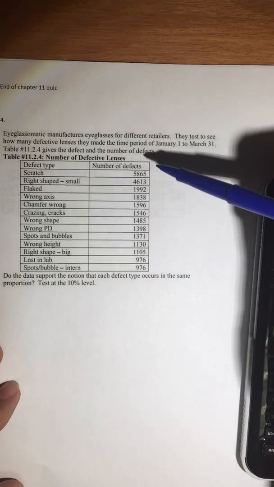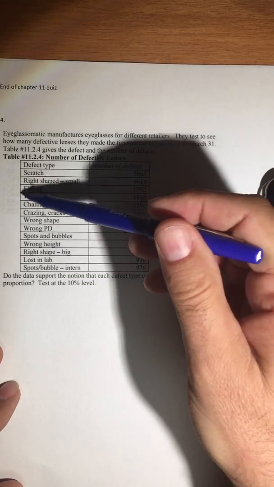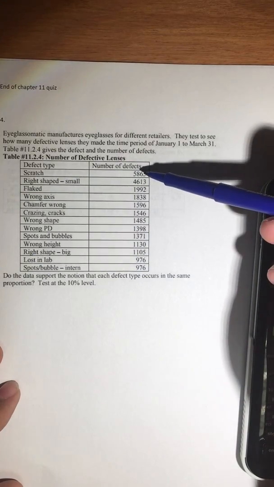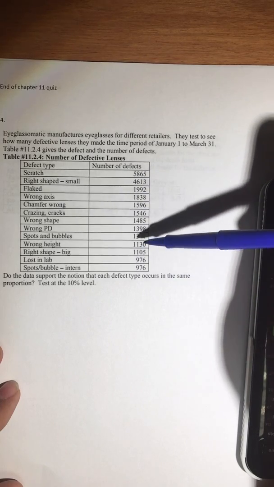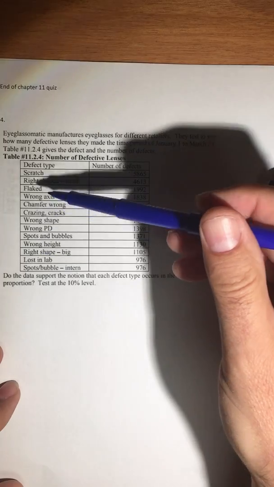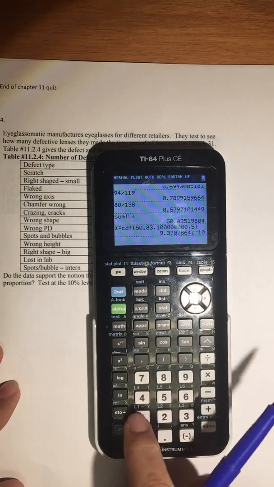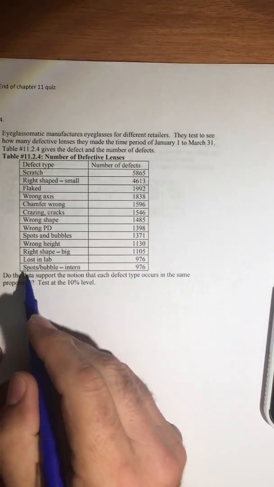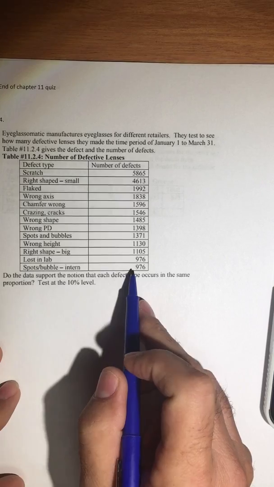So in other words, are these different types of defects equally likely to occur? If they were, then all of these should have been roughly equally distributed, right? So there's 13 different types of defects here. So 1/13. Therefore 7.7% of them should have been scratches, 7.7% of them should have been spots and bubbles.